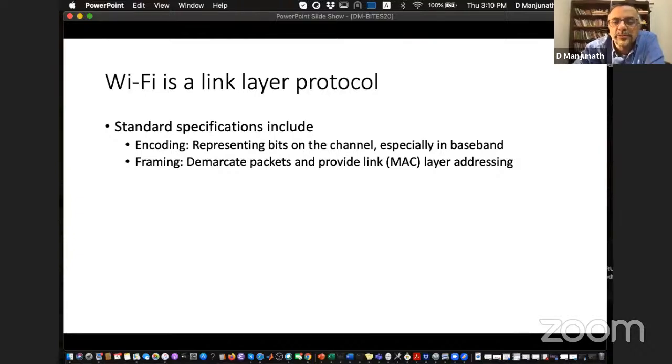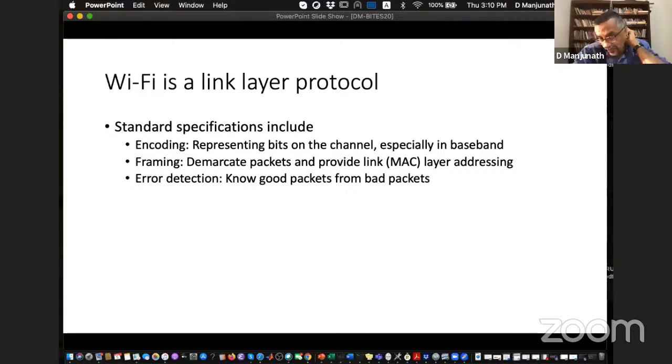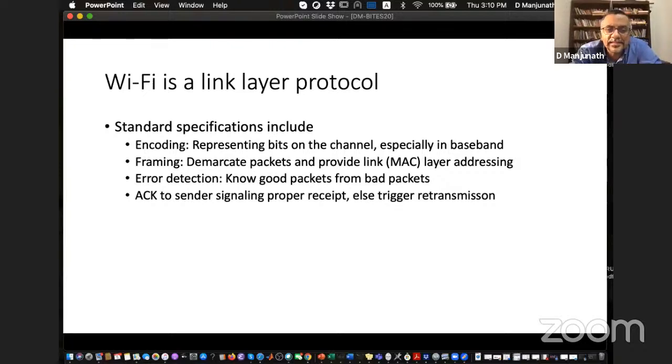So demarcate packets, and then also provide what is called link layer addressing. If there is a node, for example your cell phone, which has a Wi-Fi interface, transmitting something on the air using the Wi-Fi protocol, the access point in your house has to pick up that signal. It could also be that your laptop, to which you could be tethered, can also be picking up the signals. So you have to ensure that it is only the access point that picks up your packets and nobody else. That is essentially what is called MAC layer addressing. It also provides what is called error detection, so that you can determine good packets from bad packets. Then there is this notion of an acknowledgement. When a receiver receives a packet, that packet is acknowledged by the receiver. And if this acknowledgement is not received in time by the transmitter or the sender, a retransmission is triggered.